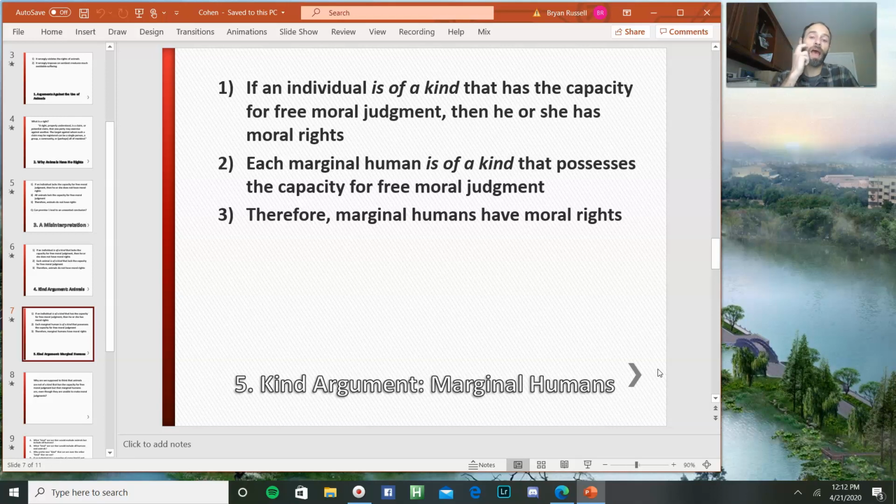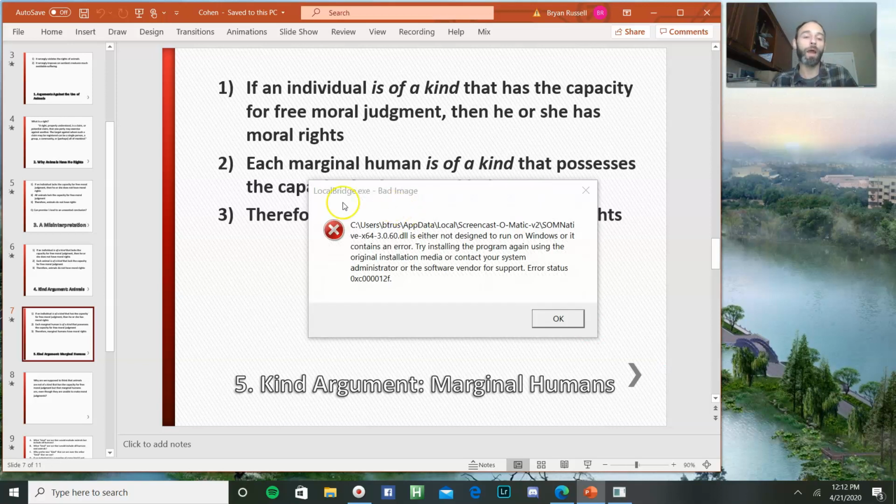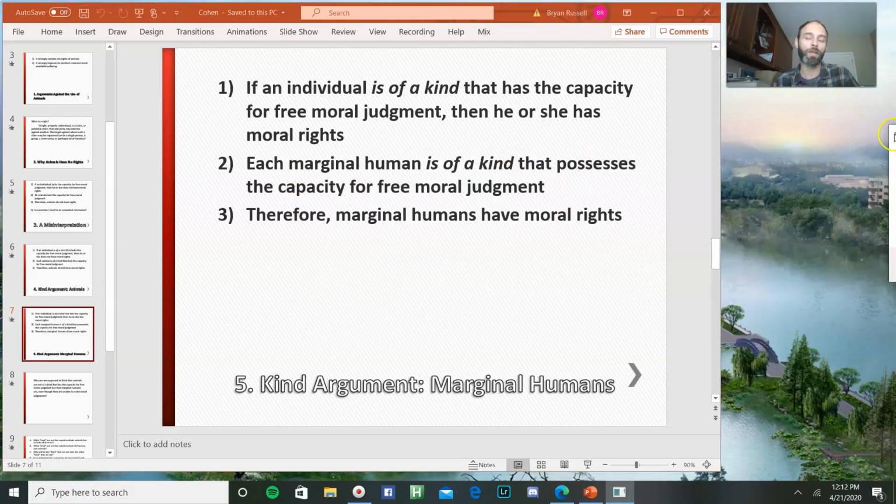Therefore, marginal humans have moral rights. On the face of it, this seems to be a nice fix for the problems that Kant and social contract theorists run into. What we're trying to get is moral rights for all and only human beings. Kant's theory and social contract theory got rights for only human beings, but not for all human beings. But with this kind of language, Cohen seems to have rescued all human beings, even those who don't have the ability to recognize rights, because some of us do.